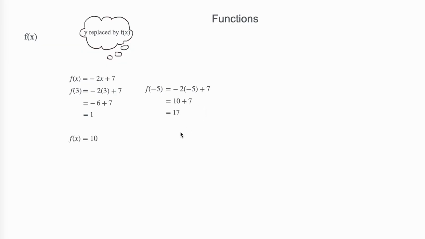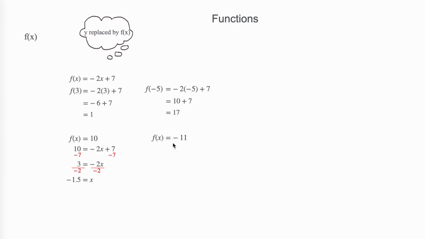We could also say f of x is equal to 10. When y is equal to 10, what's the x value? I would replace the f of x with 10, then solve for x. Subtract 7 from both sides, and that gives us 3 is equal to -2x. Divide both sides by -2, and that gives us -1.5 is equal to x.